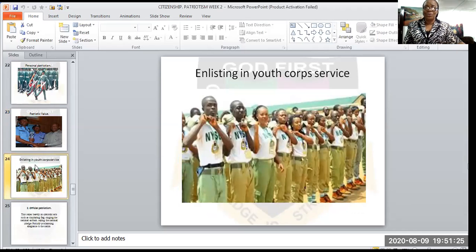Then we move on to enlisting in youth service. It's a personal desire also. A personal thing to do. It's your choice. Although at a particular age, you will not be allowed to participate. But it's personal. Yes. For every graduate, they want to serve the nation Nigeria, give their own quota. Yes, that is it. Beautiful.